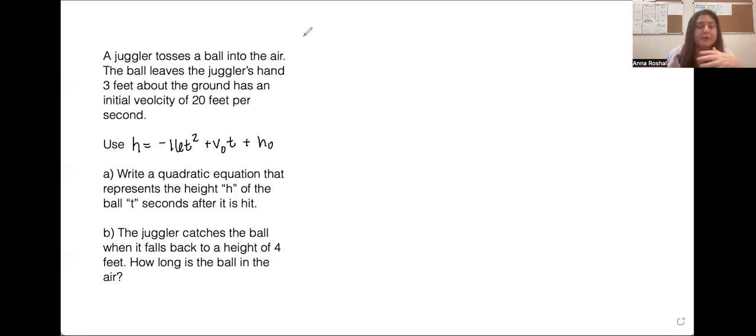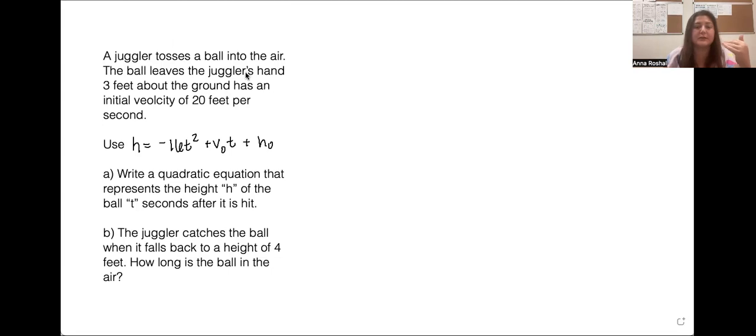So without further ado, the first problem in this particular worksheet is a word problem. As you can tell here, we have a juggler. It's broken up into 2 parts. And then the other 2 problems, we're going to actually stop sharing this screen, share a different screen so that you can see what those graphs look like and so that you can actually understand what the concept is coming up with. Okay. So a juggler tosses a ball into the air.